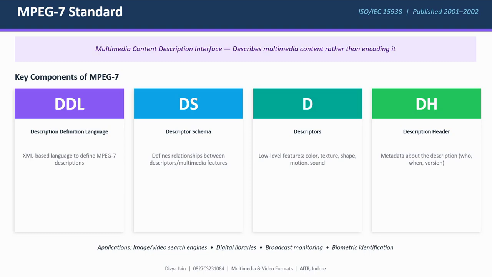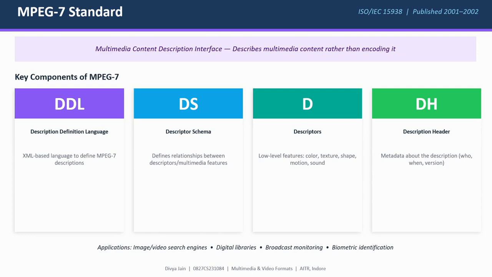MPEG-7 standard now. MPEG-7 is fundamentally different from everything we've discussed so far. Previous standards were about encoding content. MPEG-7, published in 2001, is about describing content. It's called the Multimedia Content Description Interface.